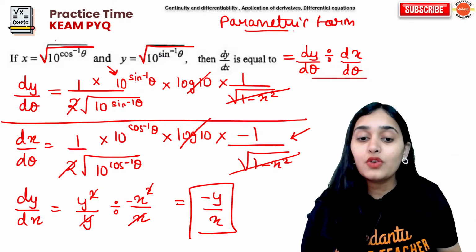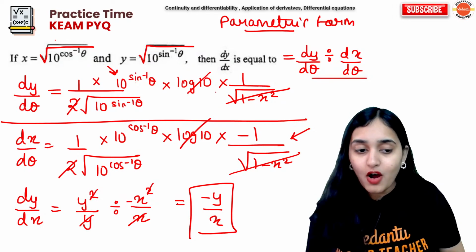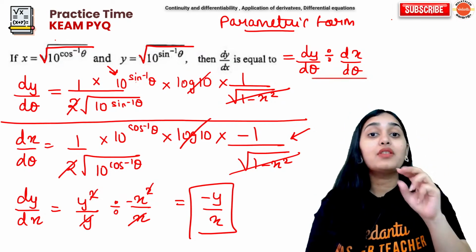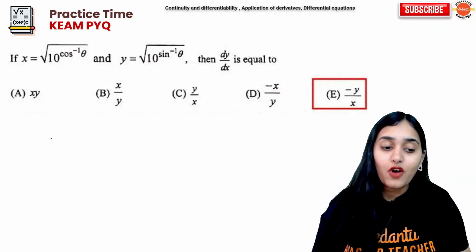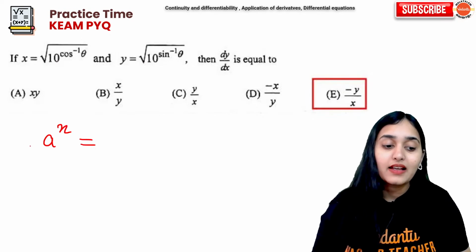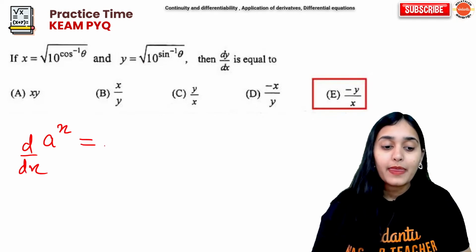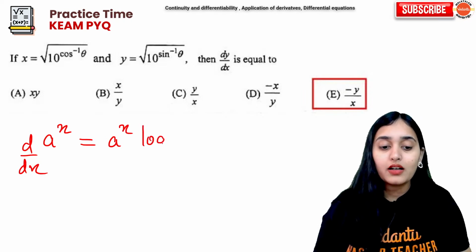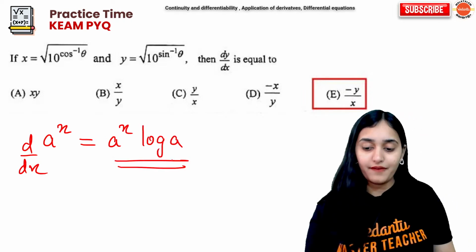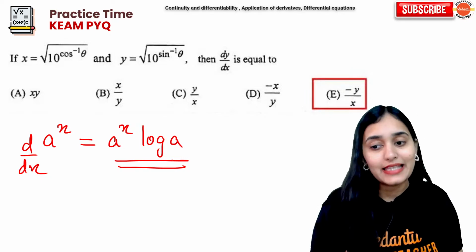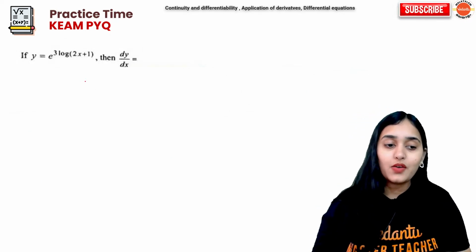For this, you should know how to solve parametric form. You should know a to the power x differentiation. What is the formula we used? A to the power x differentiation is a to the power x log a. This is the formula we have used. All right, understood? Okay, next question.